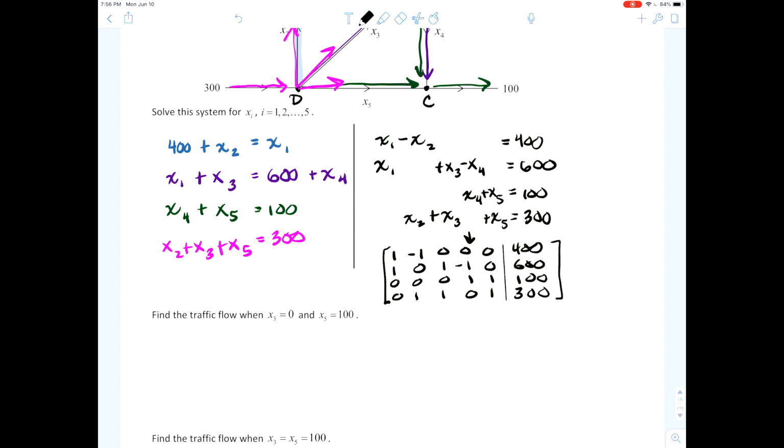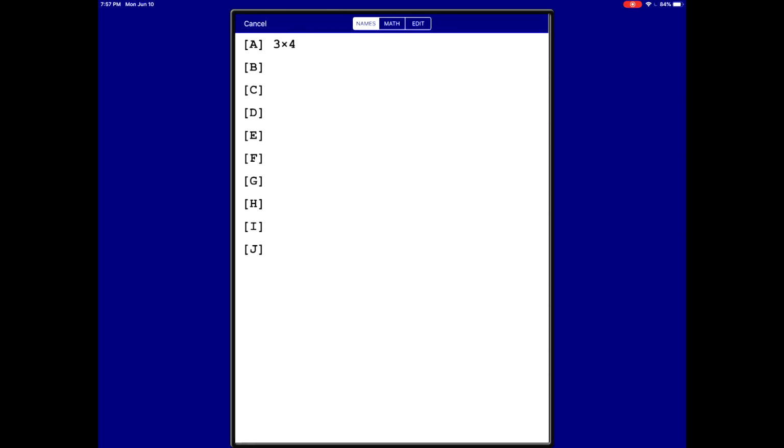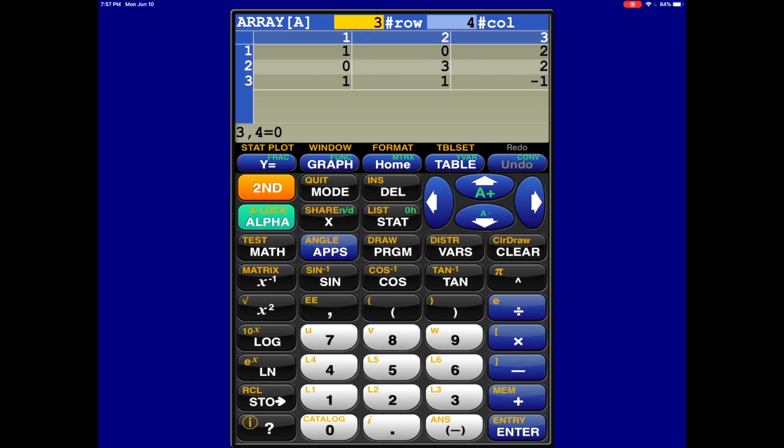Okay, so now let's see what this row reduces to. I'll show you something really cool as well. I'm going to row reduce the same letter name matrix, but I'll just edit that one. So I'm going to hit second X inverse to get to the matrix menu. Remember, you got to select edit on the top menu, and then I'm going to edit the same one we worked with. So now this time we have a 4 by 6. We have 6 columns with the augmented matrix.